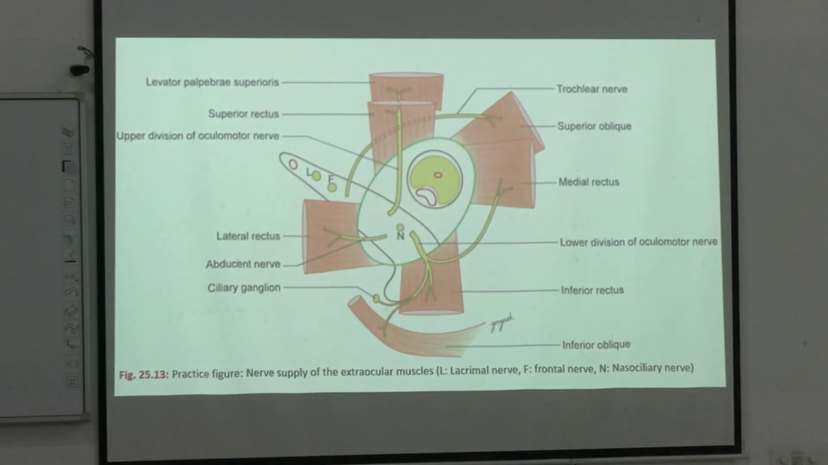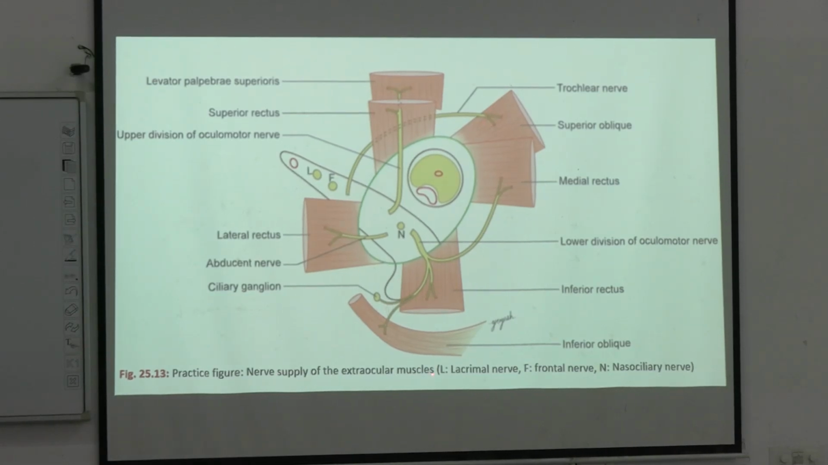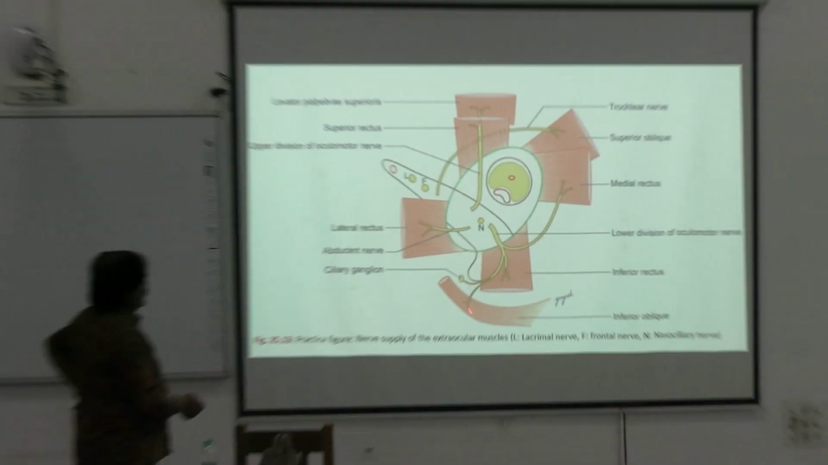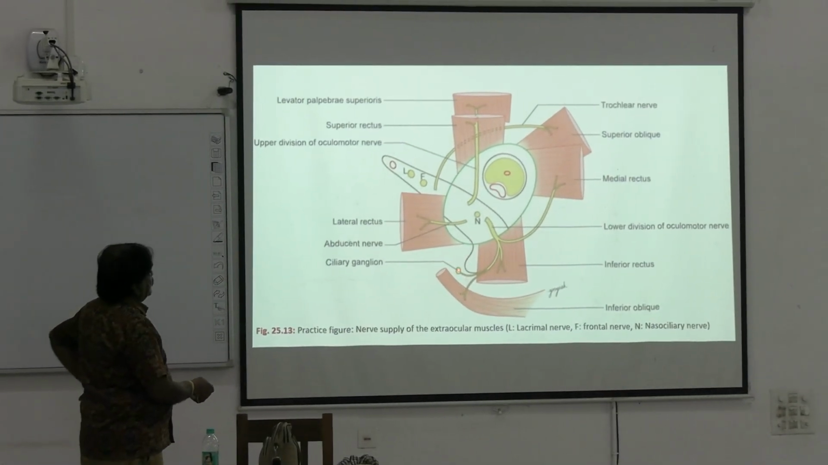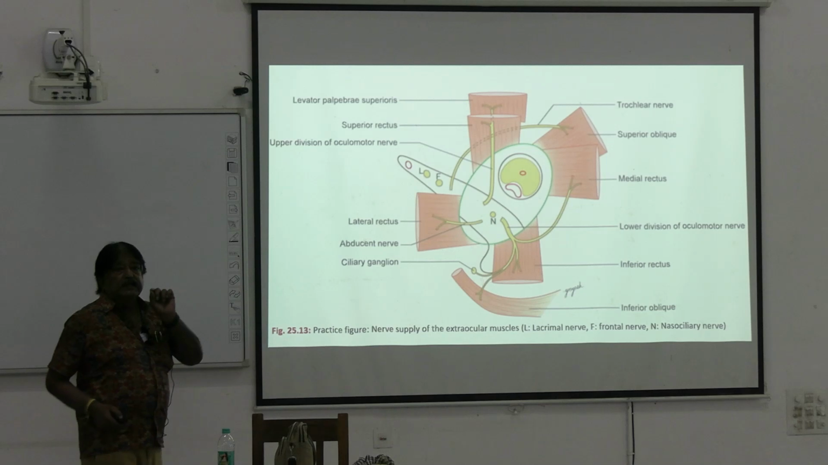Now, this is the nerve supply of the extraocular muscles. You can see Levator Palpebrae Superioris and superior rectus are supplied by the upper division of the oculomotor nerve. This is the upper division, and this is the lower division of the oculomotor nerve. This is the optic nerve. And the lateral rectus is supplied by the abducent nerve. The ciliary ganglion is here, in between the inferior oblique and inferior rectus.